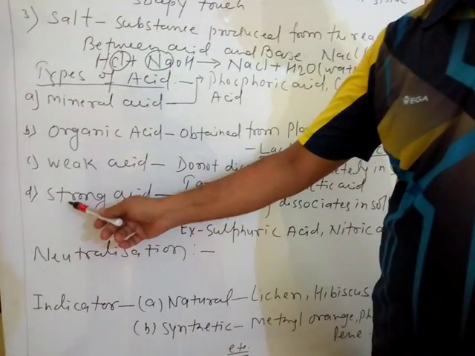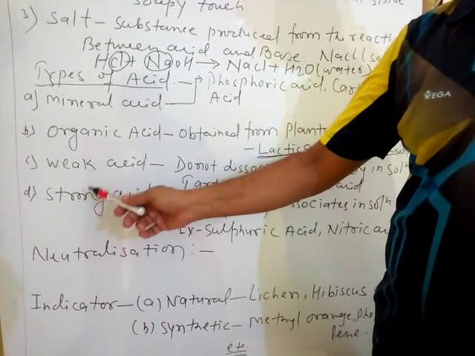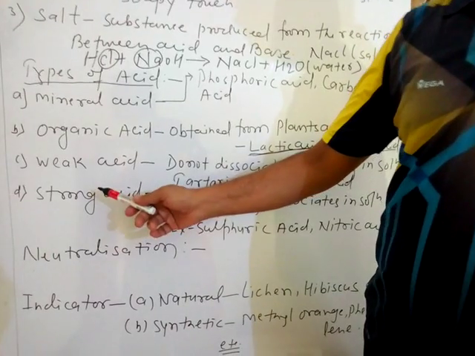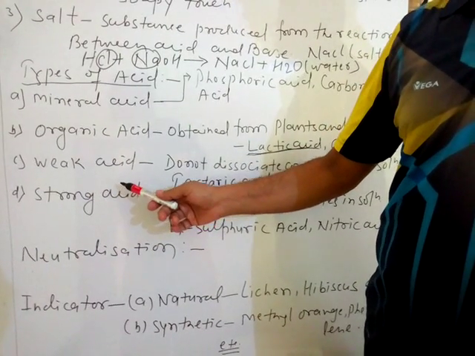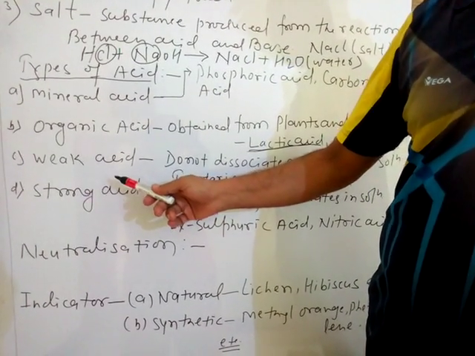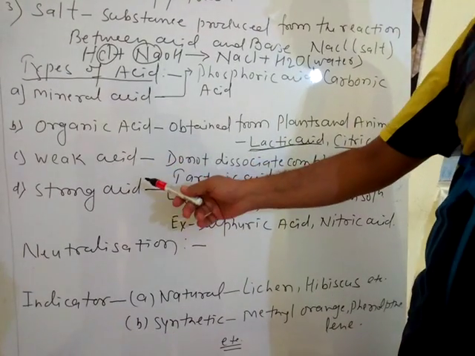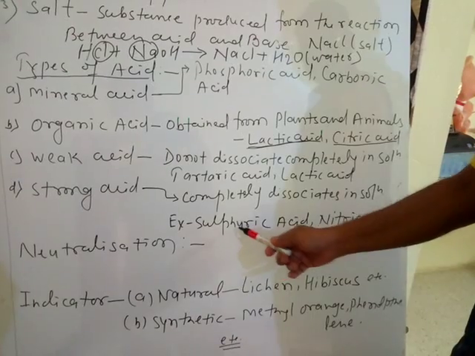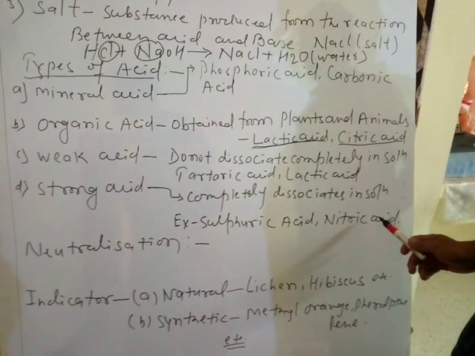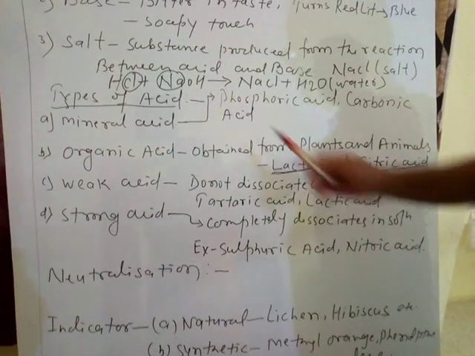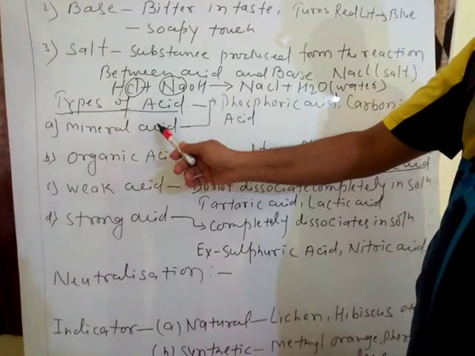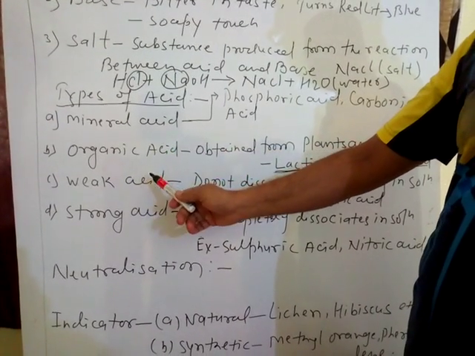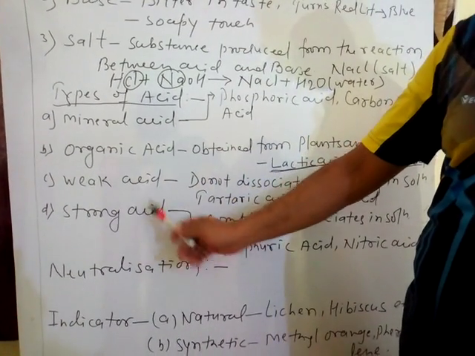Fourth one, that is the strong acid. Strong acids are those acids which completely dissociate into their ions in the solution. So they are called strong acids. As for example, sulfuric acid and nitric acid. So on these types, acids are of 4 types: mineral acid, organic acid, weak acid and strong acid.